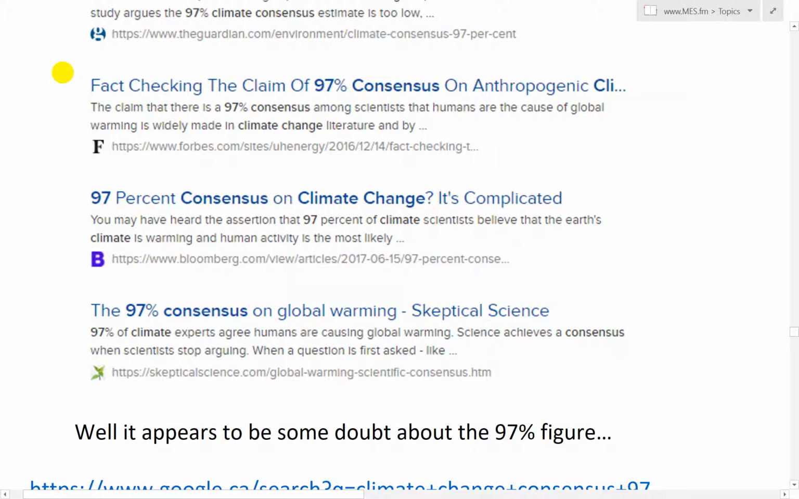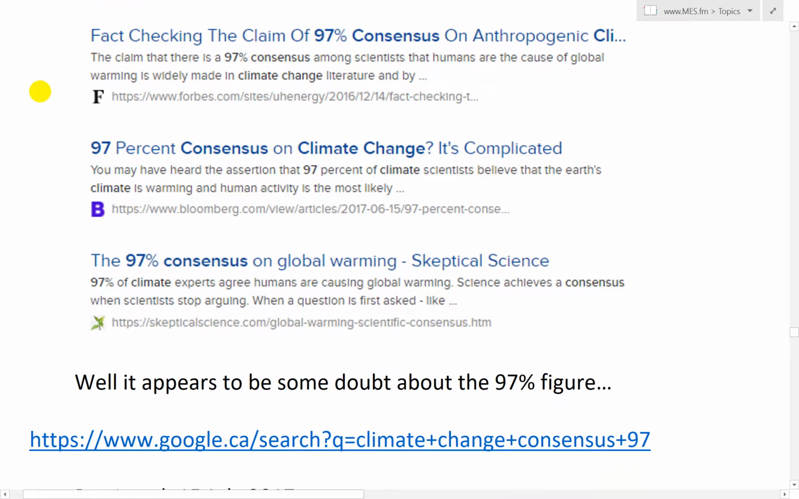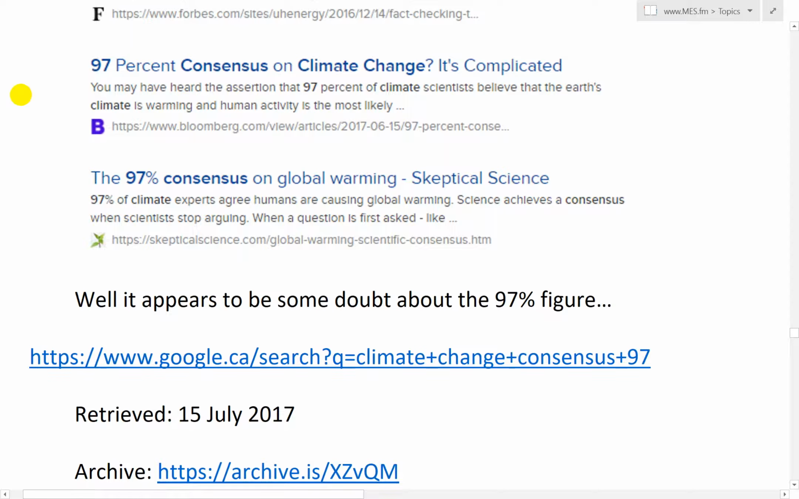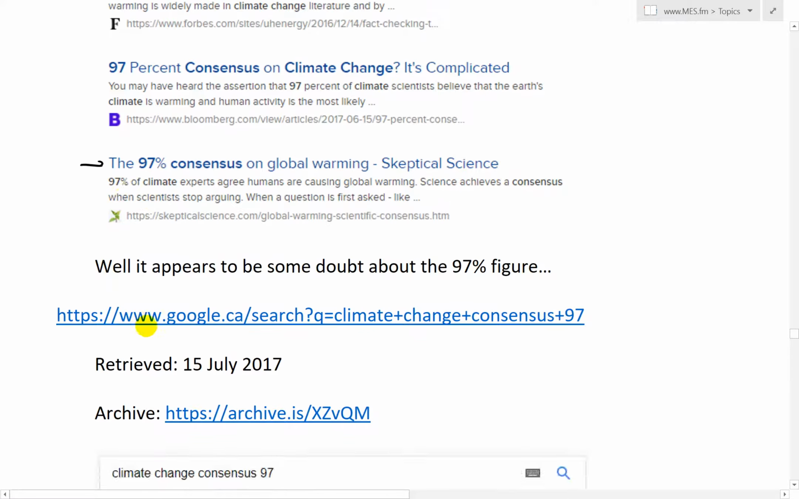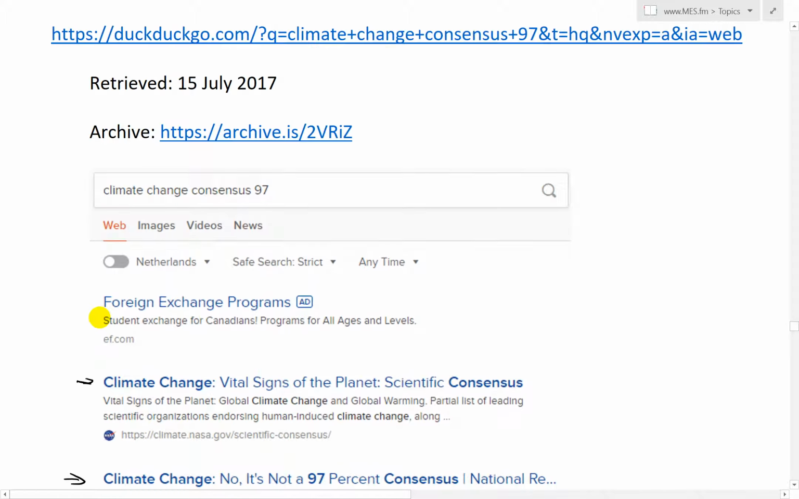This one is actually a neutral one. It's pretty interesting. Then Bloomberg, 97% on climate change: it's complicated. Skeptical Science, 97%. Well, it appears there is some doubt about the 97% figure, but again that's DuckDuckGo right there.